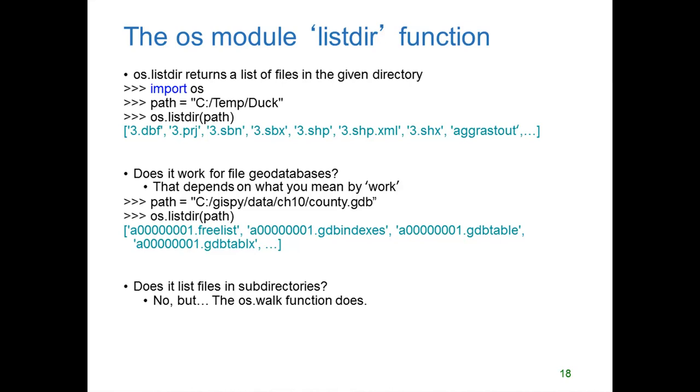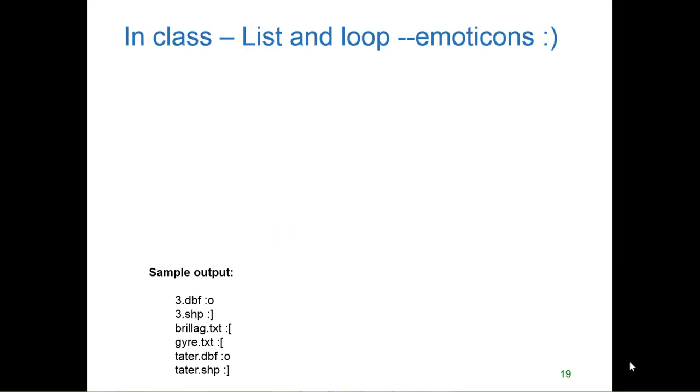It doesn't work in the way that our catalog lists things. It'll list the files that are inside of that directory, but it'll give you this, which is probably not what you were going for. Does it list subdirectories? No, but there is a function for that. And there's also a function for listing files in a geodatabase, which we'll not be getting into this time, but it'll be next time. Let's look at this in-class exercise linked to today's lesson.